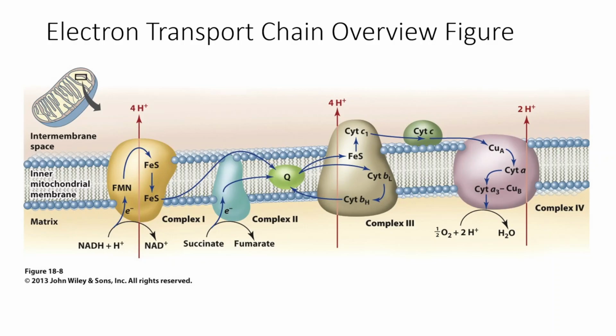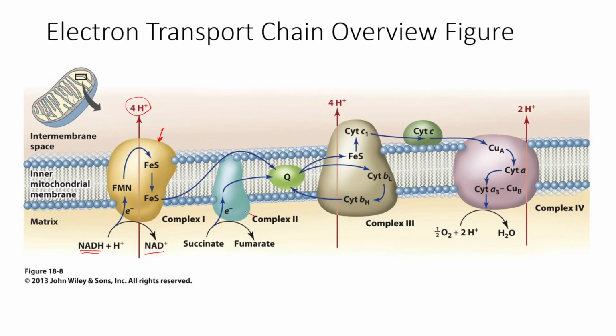So complex 1 is depicted here in this sort of gold color. This is where the reduced NADH comes in and drops off its electrons. NADH itself gets oxidized back to NAD+. Through this process, 4 protons are pumped out into the intermembrane space from complex 1.